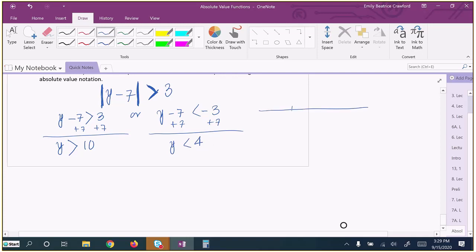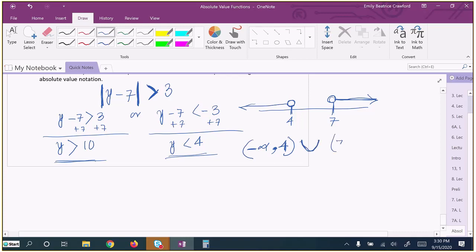So the lower number is 4, higher number is 7. y is less than 4, so strictness means open circle, and you go to the left because y is less than 4. y is greater than 10, again strictness means open circle, and you go to the right. So what are the possible values of y? Those are the solutions of this inequality, and those are negative infinity to 4, and remember to use open brackets, or union 10 to positive infinity.